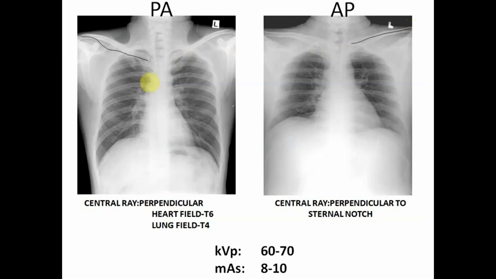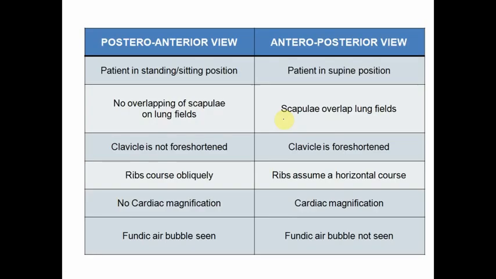In the previous class I told you, the ribs originate from the thoracic vertebra, then come down obliquely like this. In AP view you can see them almost horizontal, like this, at the origin part. Later, anyway, they are crossed and covered by the anterior part. That's the reason. Then, there is no cardiac magnification in the PA view. In AP, cardiac magnification will be there.